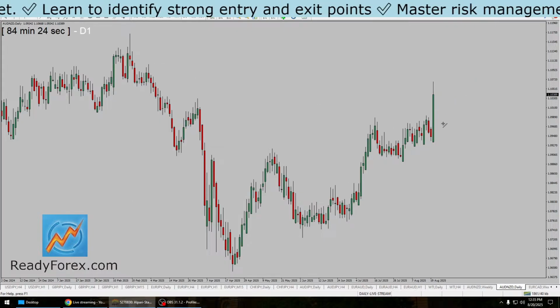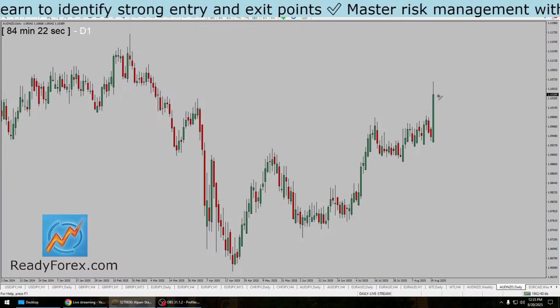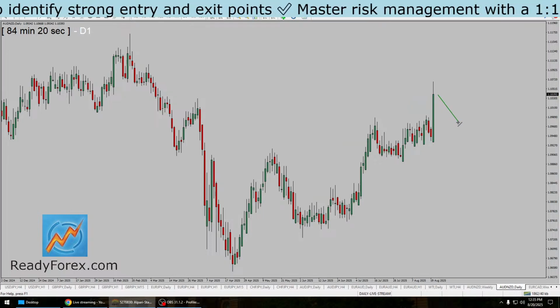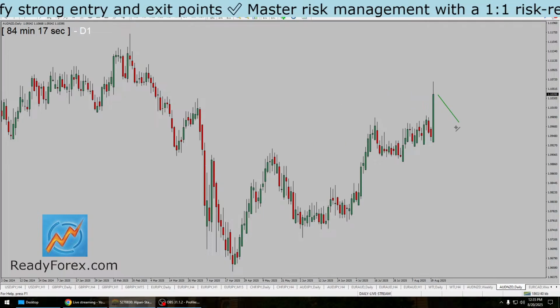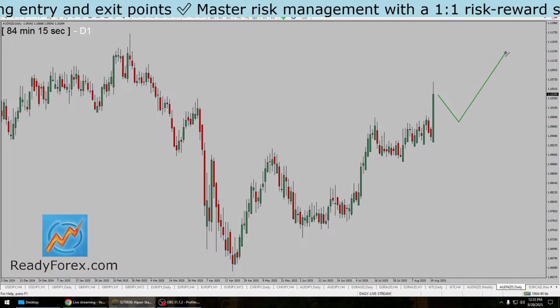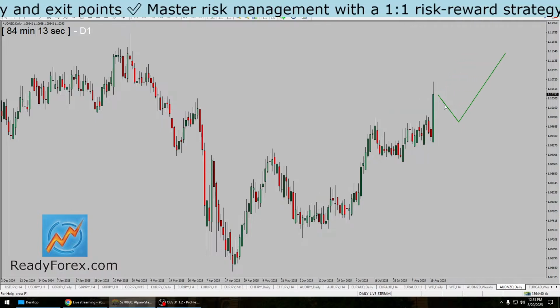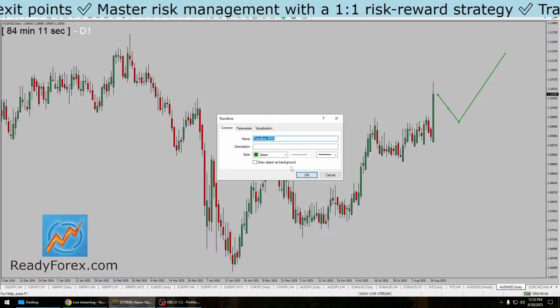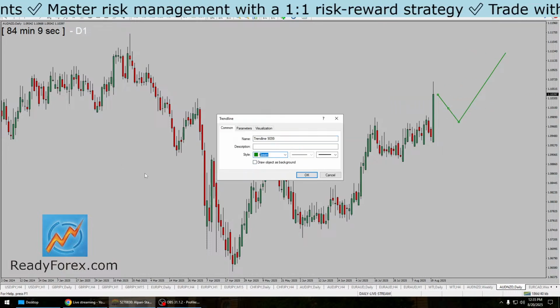It's quite possible that we get a short-term pullback, something like this happens. And in case of a pullback, use your own day trading strategies to try to join an uptrend. It's a clear uptrend going on.